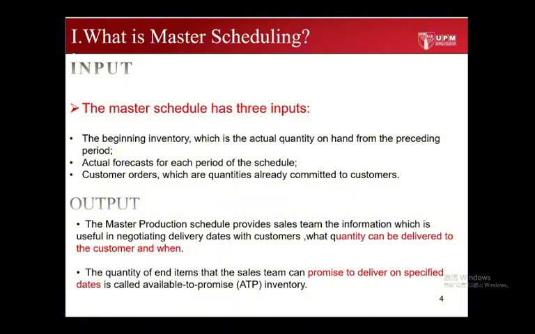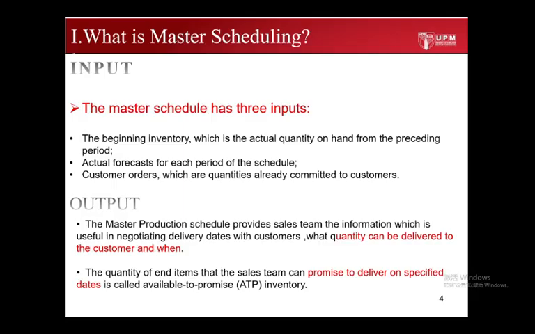Input. The master schedule has 3 inputs. The beginning inventory, which is the actual quantities on hand from the preceding period. The actual forecast for each period of the schedule. And customers' orders, which are quantities already committed to customers.